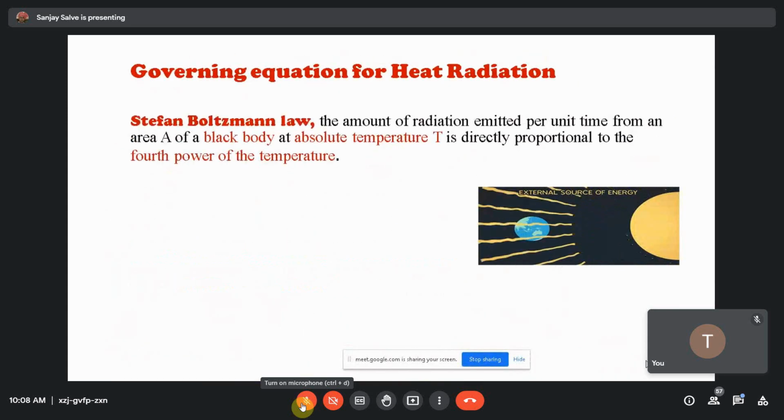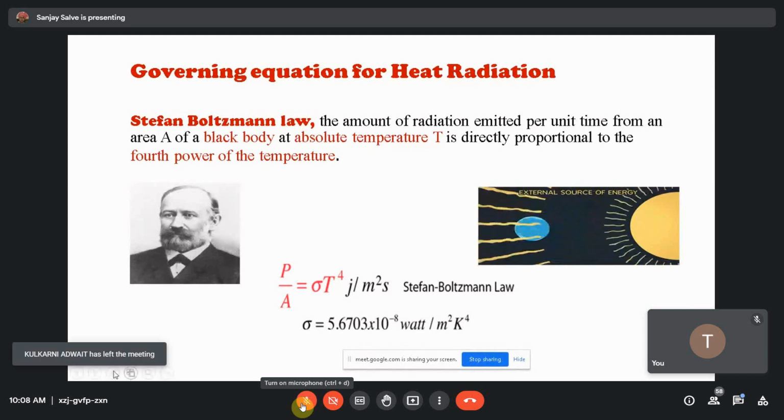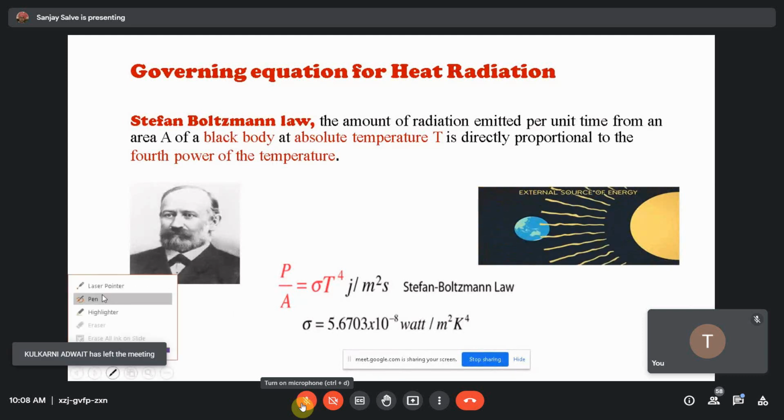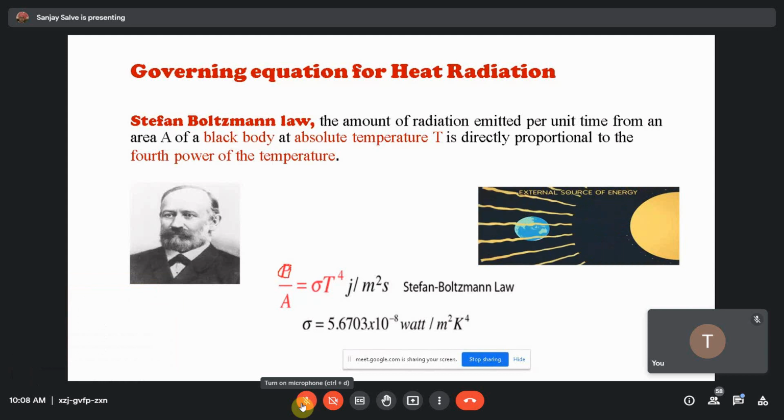We also talk about radiation, and the Stefan-Boltzmann law is used to govern this equation. So heat flux is directly proportional to the fourth power of its absolute temperature. So sometimes they may use P, or sometimes it is Q, that is the heat transfer rate.